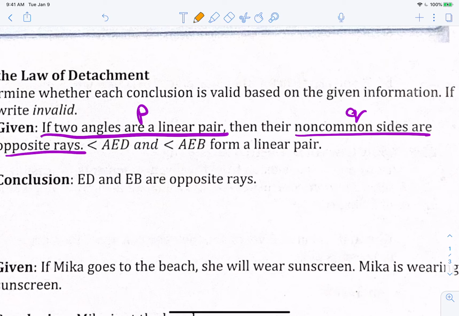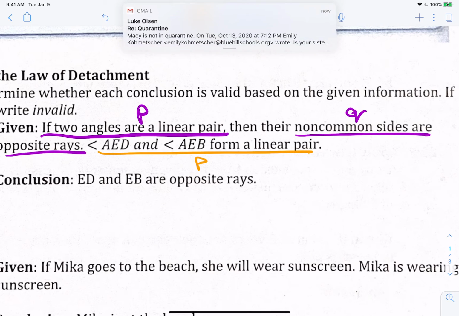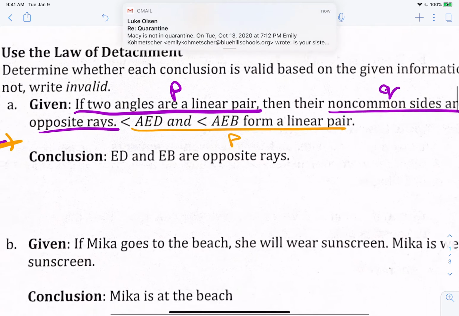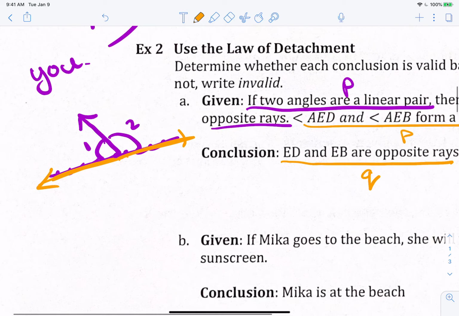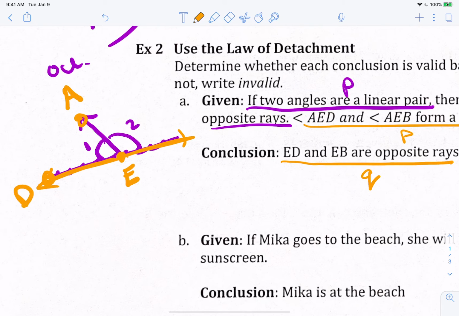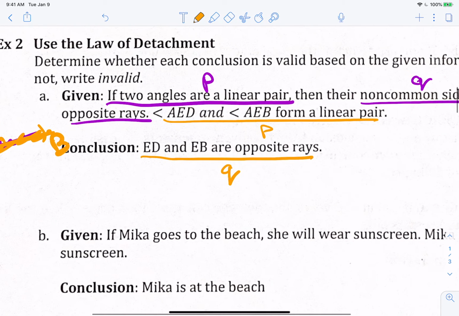Then it says AED and AEB form a linear pair. That is saying P again. We're just restating it, but now with the angles that are attached. So the conclusion is that those 2 sides are opposite rays. This is like saying what Q says. Does that make sense? That's my conclusion. Okay, so we're giving names to these. This is A, E, D. Oh, wait a second, I switched those around. A goes here. AED and AEB. So this says ED and EB are opposite rays. That's my conclusion Q.